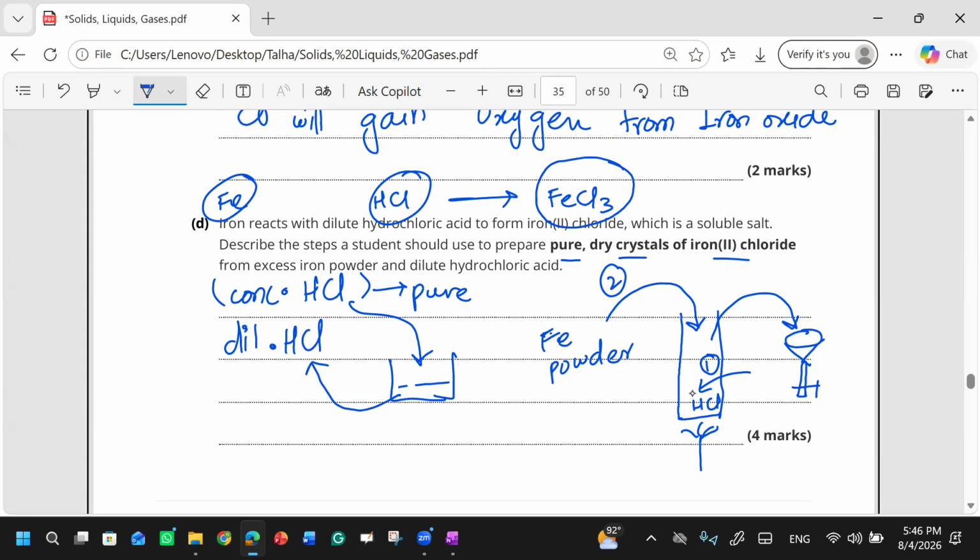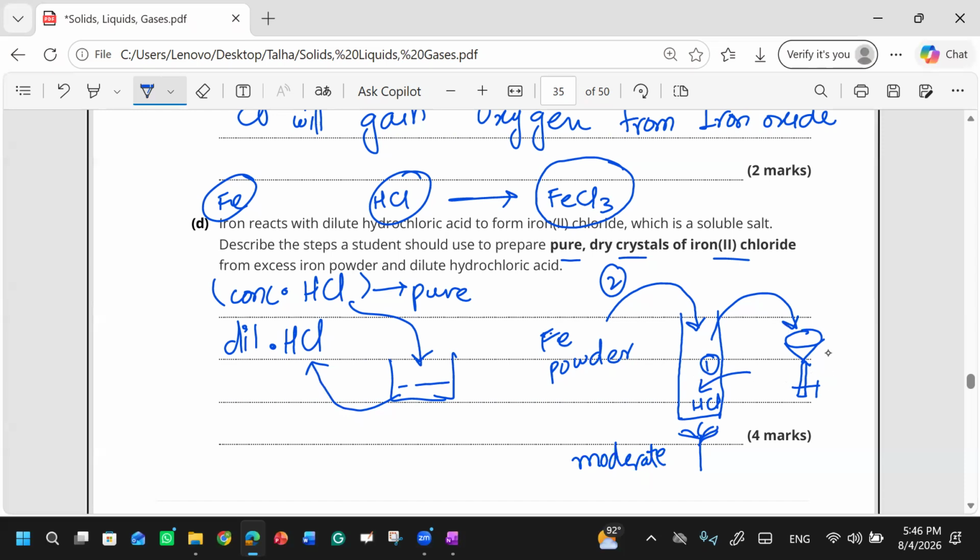So firstly we will take dilute HCl. In this we will add iron powder and we will heat it. This heating will be at moderate temperature, because otherwise if you increase the temperature, this flask can break, because HCl is too much reactive. And once the iron chloride is formed, then after that we will filter it.